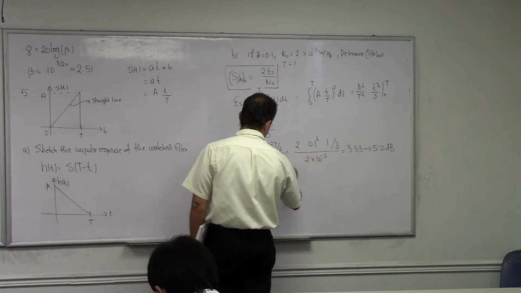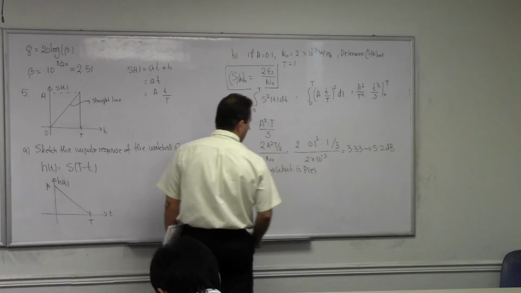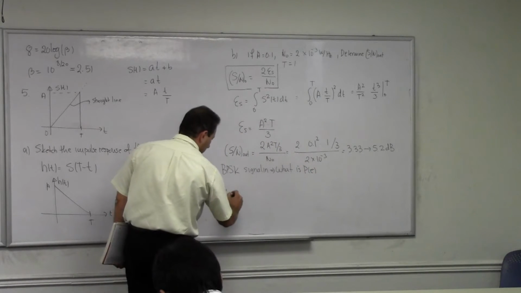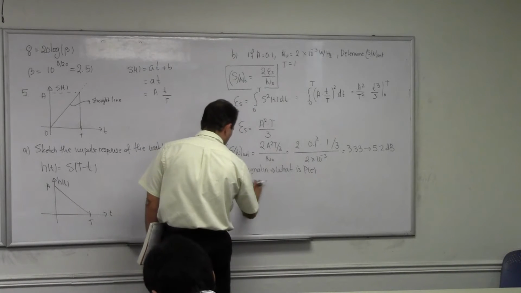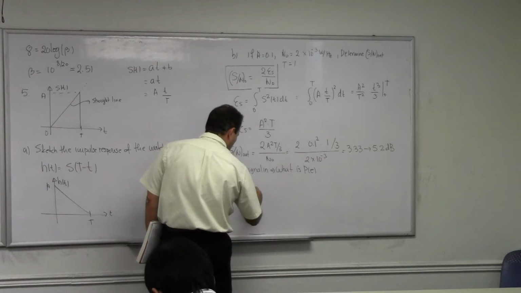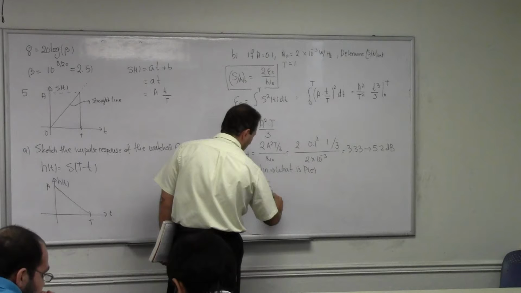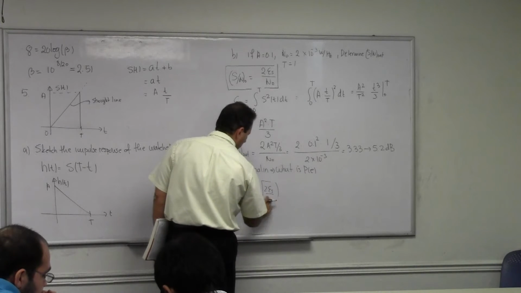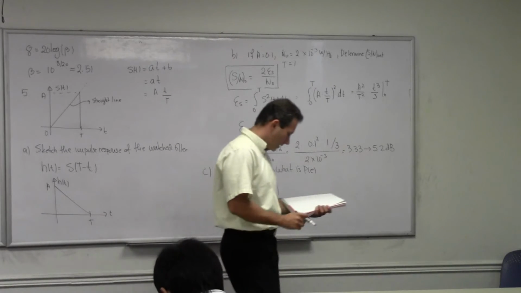What is the probability of error? We derived today that the probability of error in BPSK is given by Q of the square root of 2 epsilon s over N0. Right? That's the expression that we derived today.